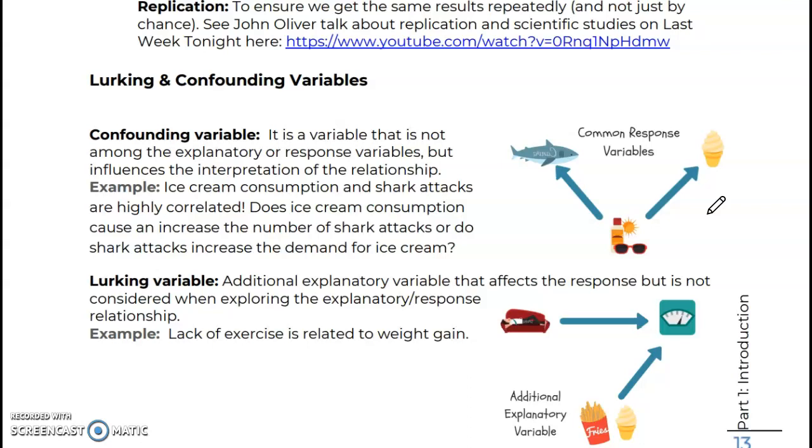So this is an additional explanatory variable that also affects the outcome. And over here, for example, it says lack of exercise is related to weight gain, but it's also the diet, what you eat, and so many other habits as well. So there is an additional explanatory variable, which is called a lurking variable.